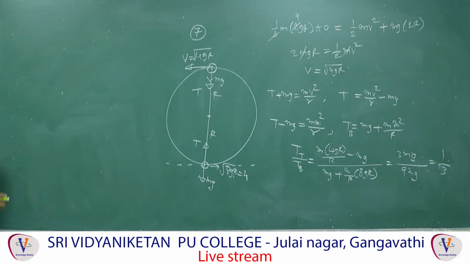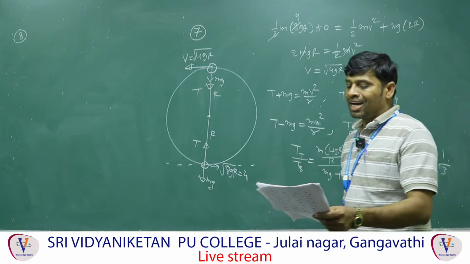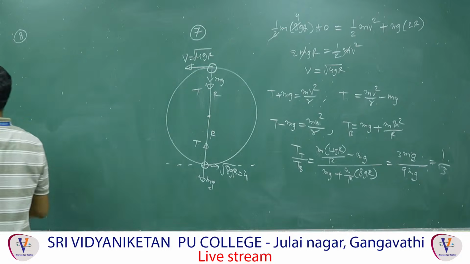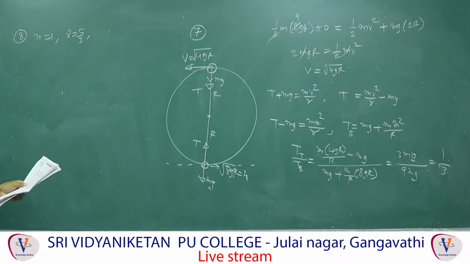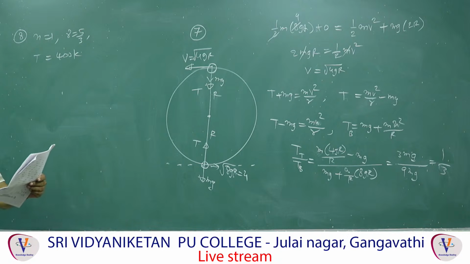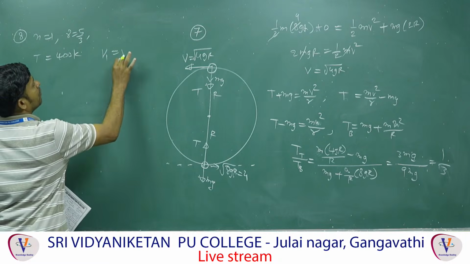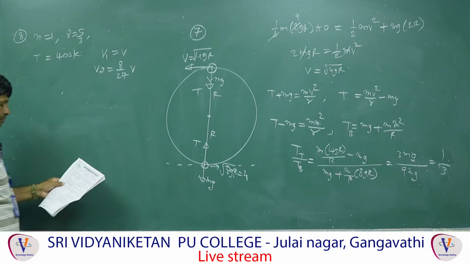Now next one. Problem number 8. One mole of an ideal gas, gamma value 5/3, n value 1. The initial temperature is 127 plus 273, that is 400 Kelvin. It is adiabatically compressed to 8/27 of the initial volume. Initial volume V, final volume 8/27 of the initial volume.